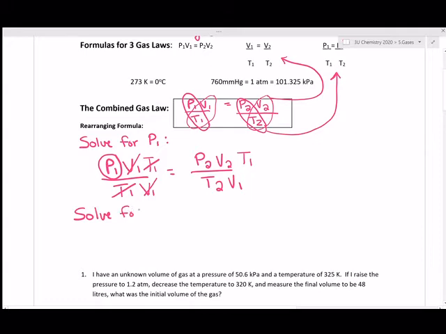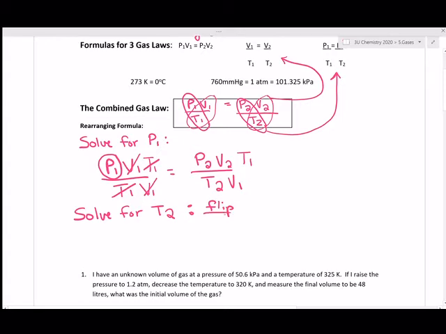T is on the bottom, so I'm going to say T2, okay? When something's on the bottom, it's a little harder to figure out how to get rid of it. So what I would do right away is flip the equation upside down. As long as you do it to both sides, you can do whatever you want. The other thing is I like to have my thing on the left that I'm solving for. So I'm going to flip it upside down.